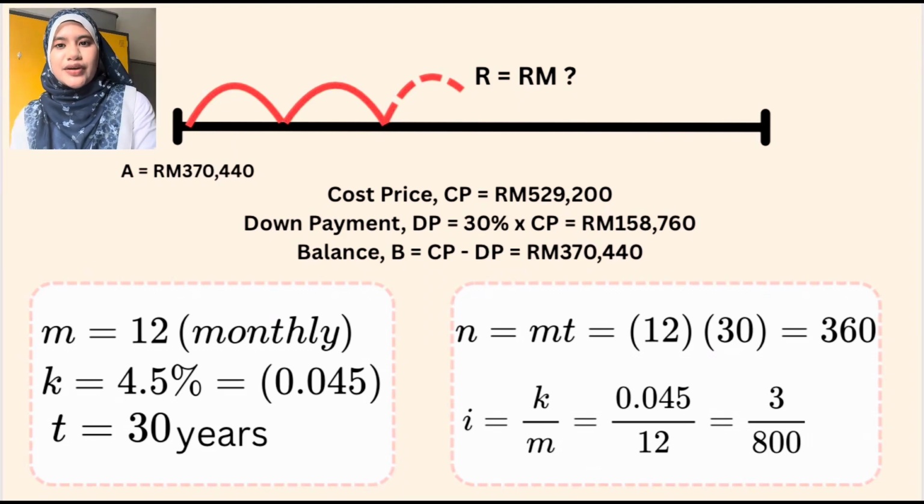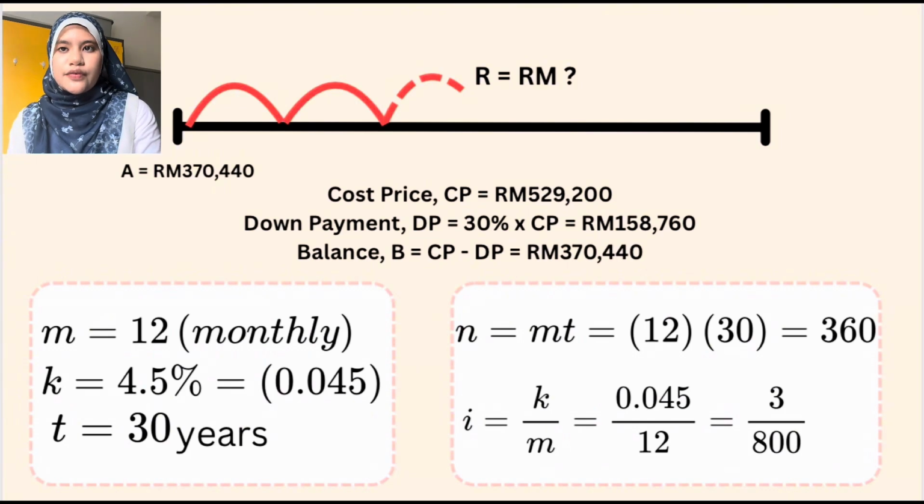We have k, rate, which is 4.5%, equivalent to 0.045. We have t, time, which is 30 years. We have n equals m times t equals 12 times 30, which is 360. We have i equals k over m, which is 0.045 divided by 12, equivalent to 3 over 800.